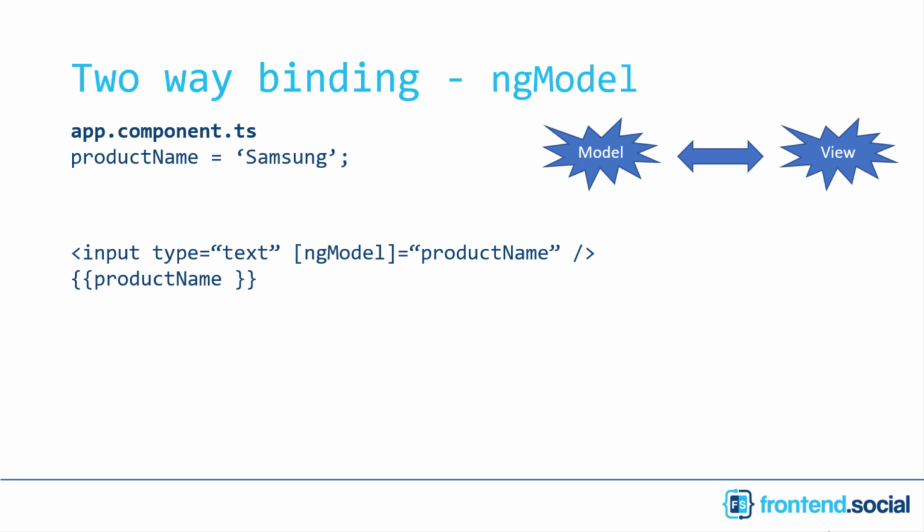Basically on initial load, what will happen is the input will be populated with the productName value, which is Samsung, and next to it the interpolation will be replaced by Samsung. But if you type anything inside the input box, it won't reflect on the next interpolation directive. So how to achieve this? Now to achieve the behavior that on change of input, we want to reflect the same value onto the view.